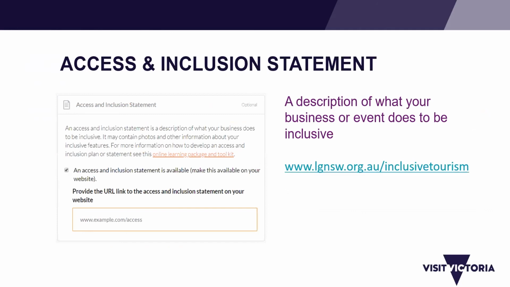For operators who have disabled access available but choose not to supply this detail within their ATDW listing, they do have the option to provide a link to an access and inclusion statement on their own website. An access and inclusion statement is a description of what your business or event does to be inclusive. For more information on how to develop an access and inclusion plan, there are some resources at the website on the screen.